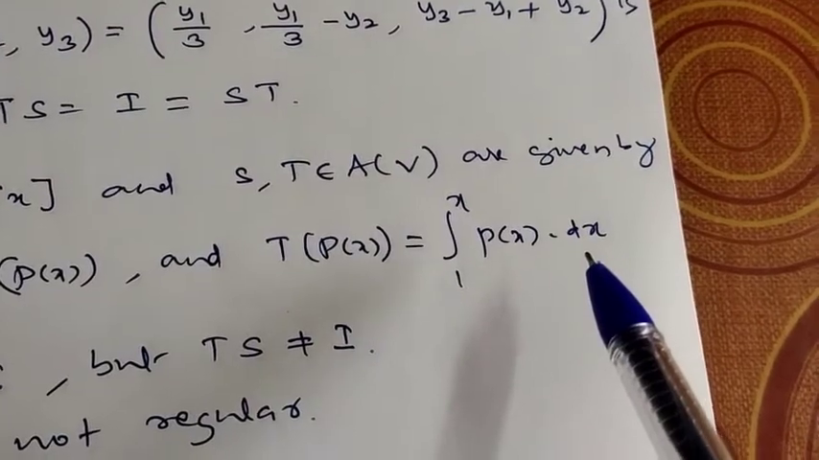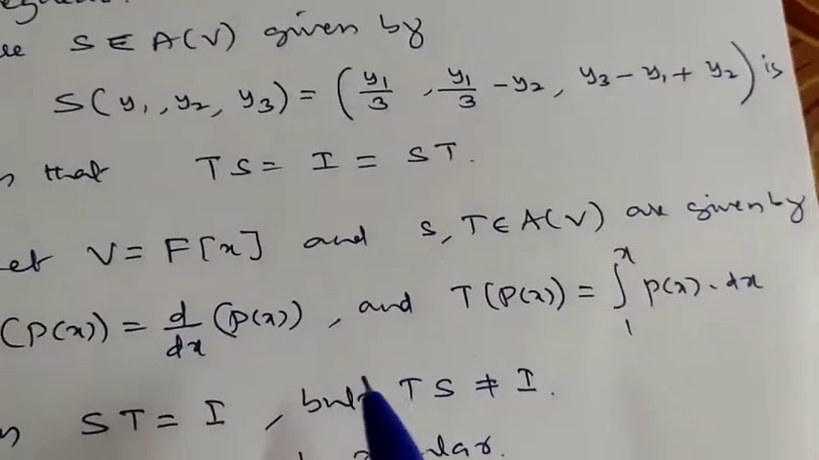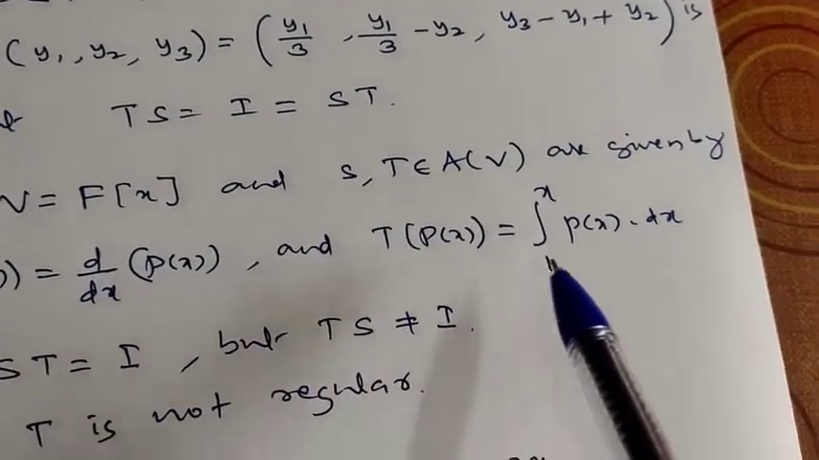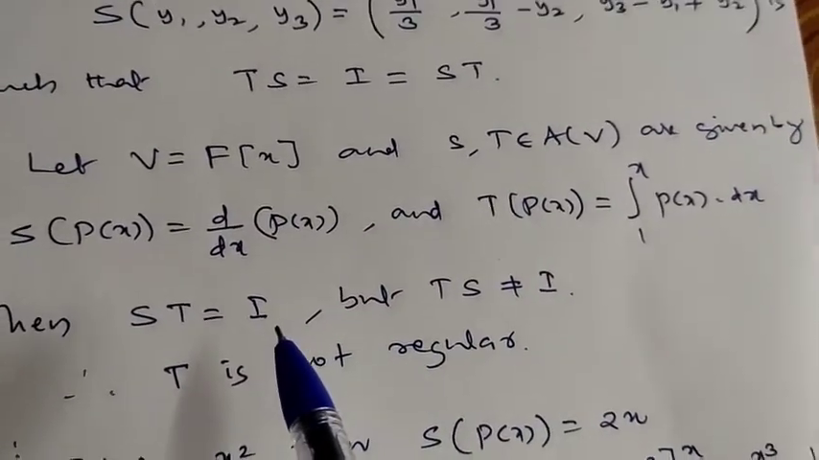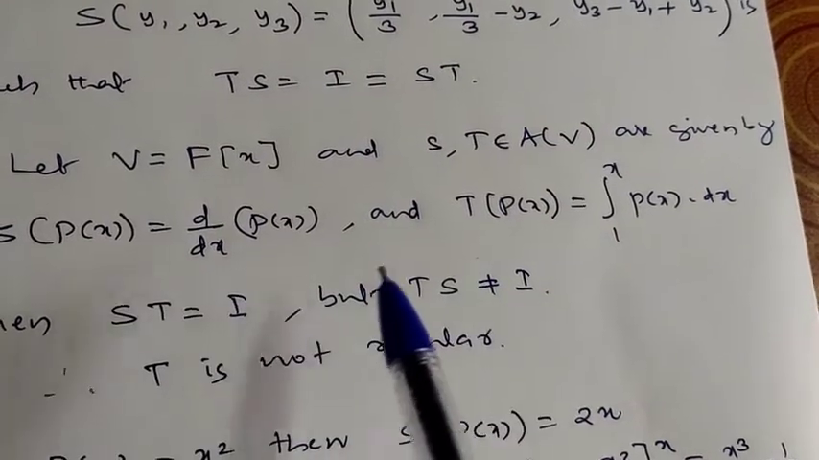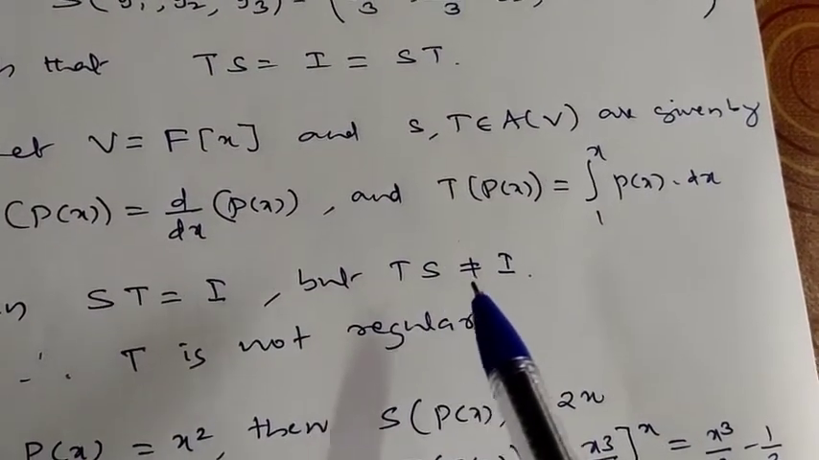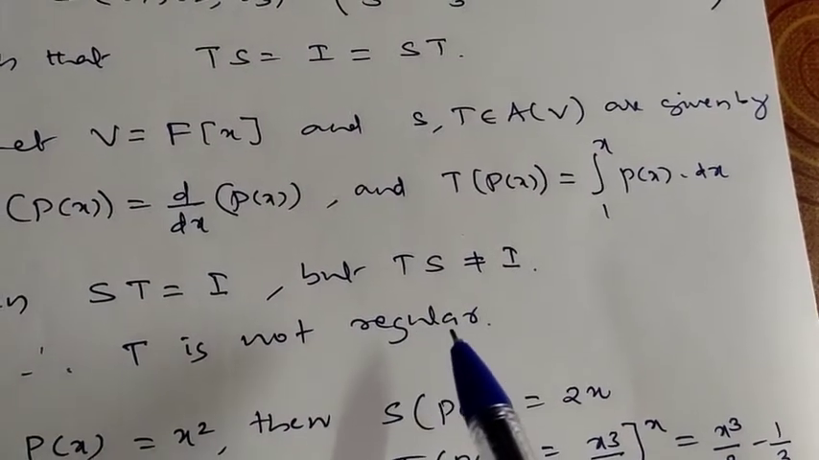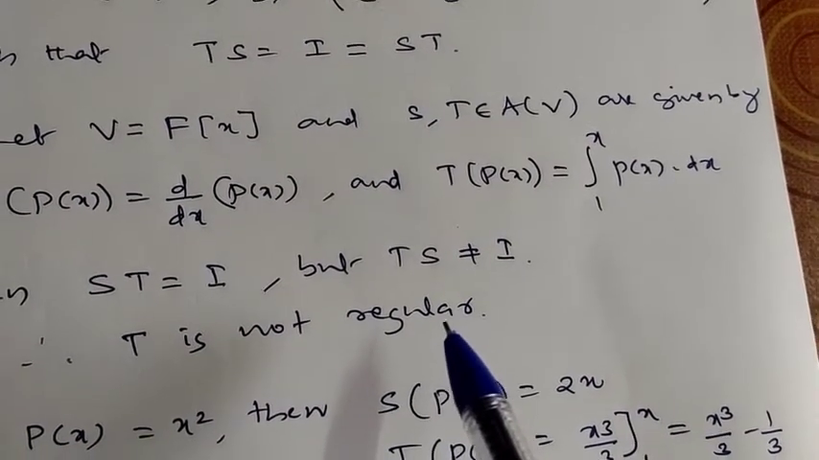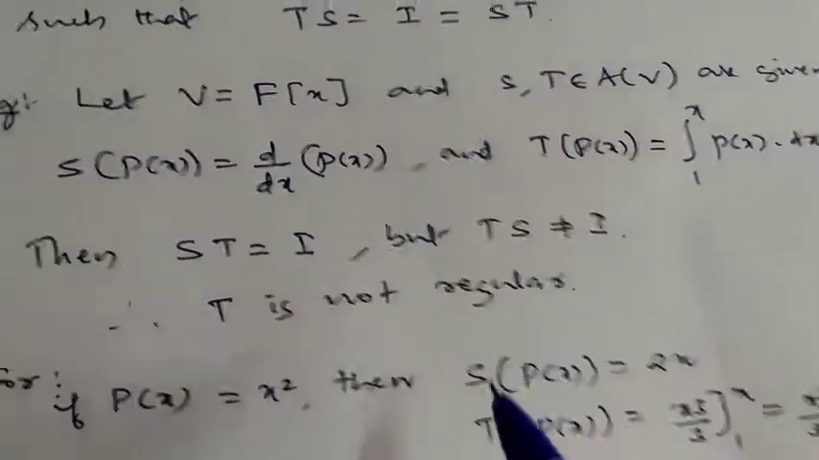P of x into dx. Now S is a differential operator, T is an integral operator. Here you can see that T into S is I, but S into T is not equal to I. Therefore, T is not regular, meaning T doesn't have an inverse.